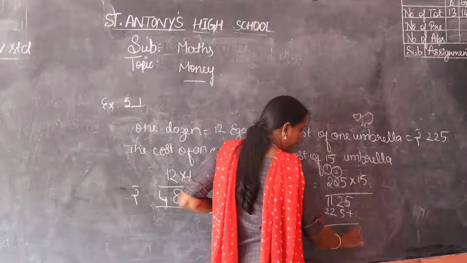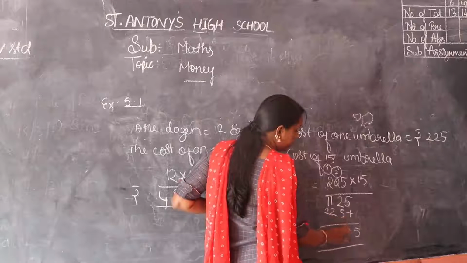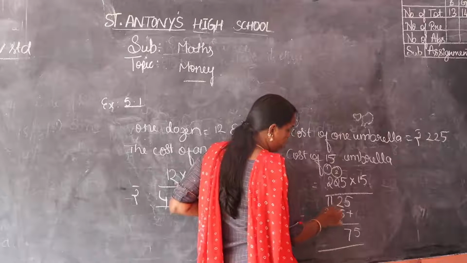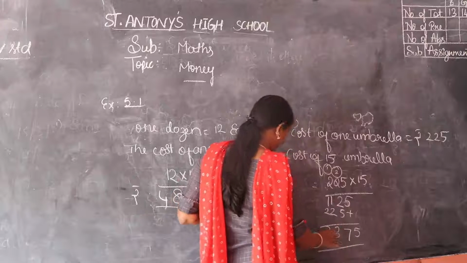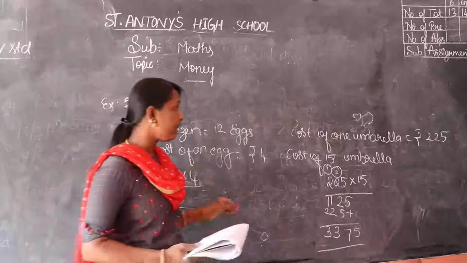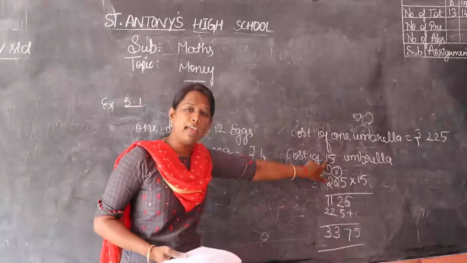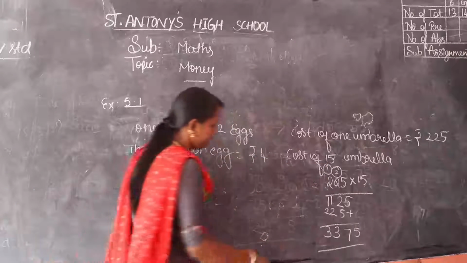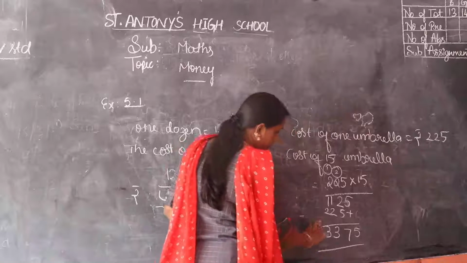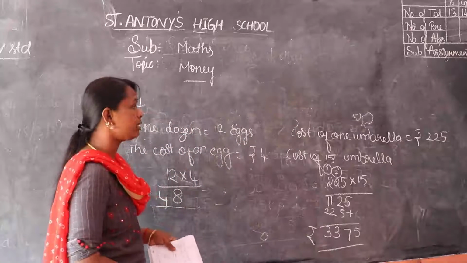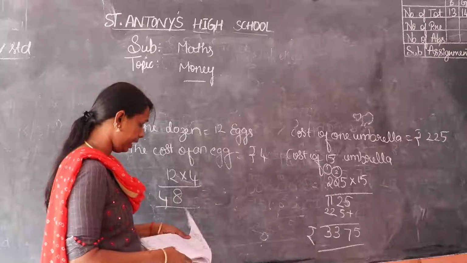Now we have to add. Here 7 plus 5, 2 plus 7, 2 plus 5, 7, 1 plus 2, 3, here 1 plus 2, 3. The final answer is, the cost of 15 umbrellas is rupees 3,375.